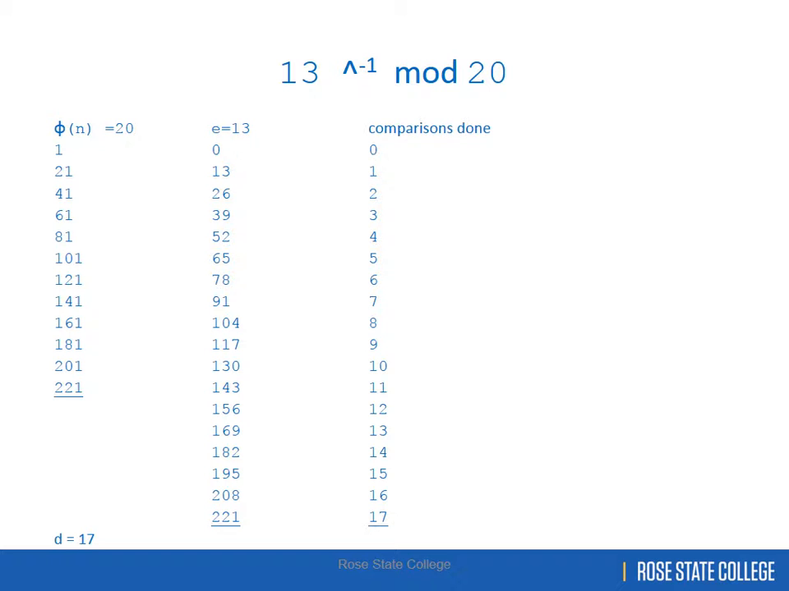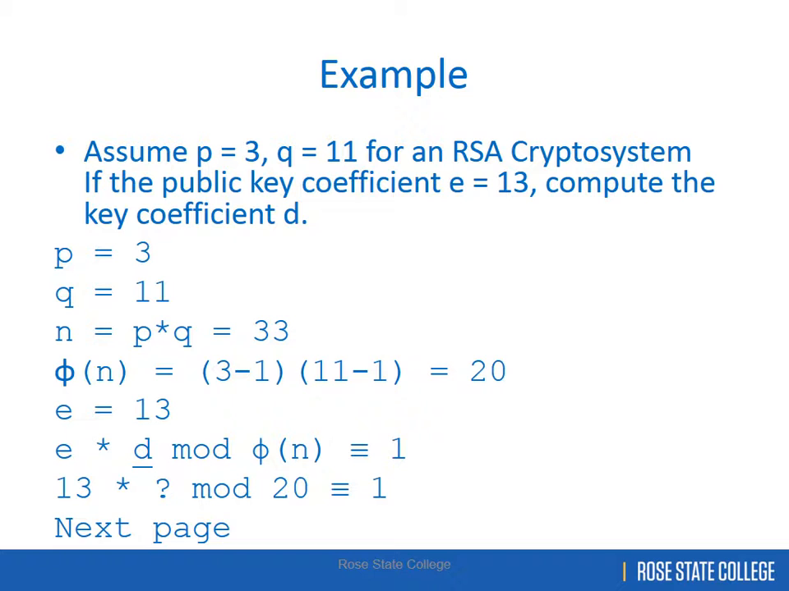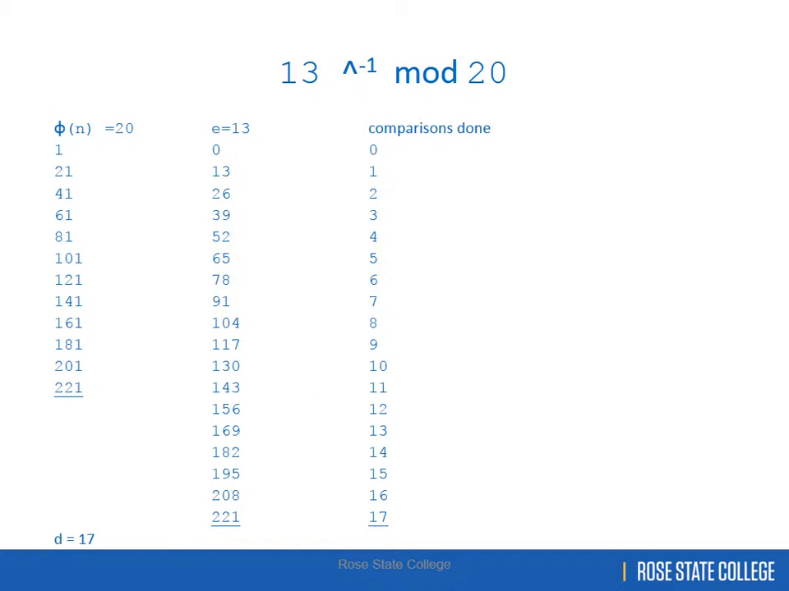So remember, in this example here, we had 3 and 11, so the totient of N is 2 times 10, so we get 20. E is 13, so we have 20 and 13. Go all the way down till they match. And again, wherever they match on the E column, is the comparison number you use. So D is 17.